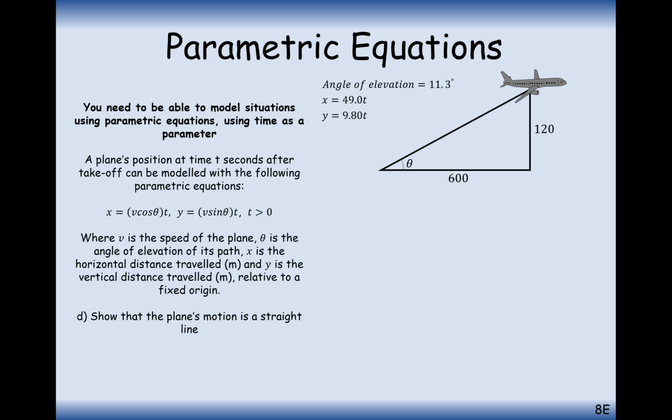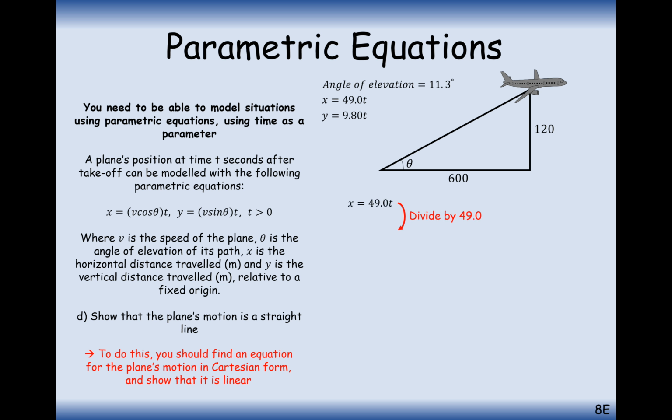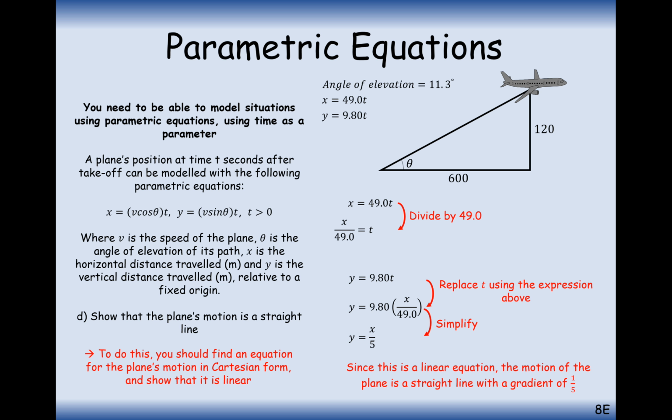Okay, part D is show that the plane's motion is a straight line. To do this, you need to find the equation of the plane's motion in Cartesian form and show that it is linear. So what we're going to do is rearrange one of the formulas, substitute it into the other formula just like we have done in a previous video to work out the Cartesian equation, and simplify, and we get y equals x over 5, so therefore the plane travels at a gradient of 1/5 from the origin.